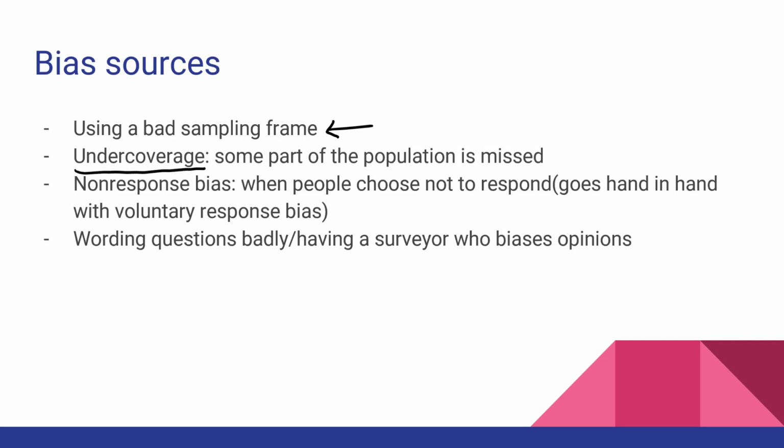Now we have non-response bias. So this one is basically the opposite of voluntary response bias. It's when people choose not to respond. This would be me choosing not to answer that vegetarian survey, or you hanging up on the spam survey call.